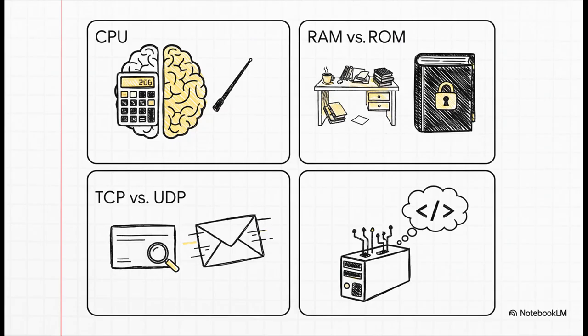1. The CPU has the ALU for math and the CU for directing traffic. 2. RAM is your temporary desk. ROM is the permanent instruction manual. 3. Use TCP when you need it to be reliable, like email. Use UDP when you need it to be fast, like streaming. And 4. Hardware is the physical body. Software is the mind that tells it what to do.